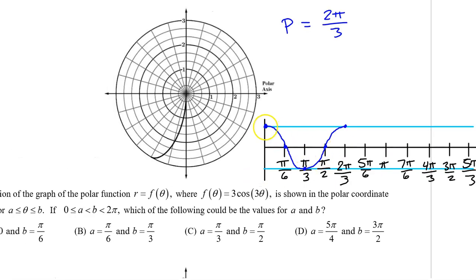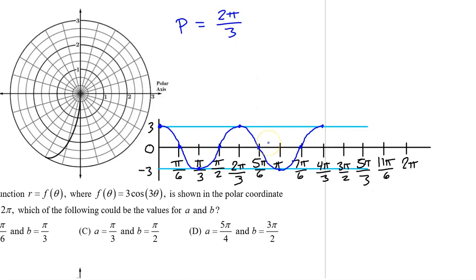We have memorized that one period of a cosine function looks like this. The midline is 0. The 3 in the front tells us that we will have a high of 3 and a low of negative 3. Here's a second period, and here's a third period. I like to keep going until I get to 2 pi.